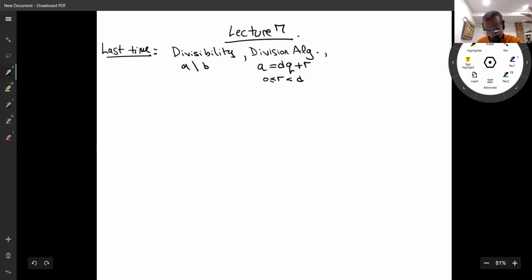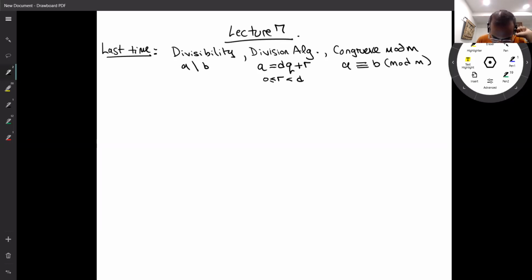And then using this notion of a remainder, we developed this idea of congruence modulo m. So we said that two integers a and b are congruent modulo m. So this is a relation between the two integers a and b if they have the same remainder modulo m. So if a mod m equals b mod m.